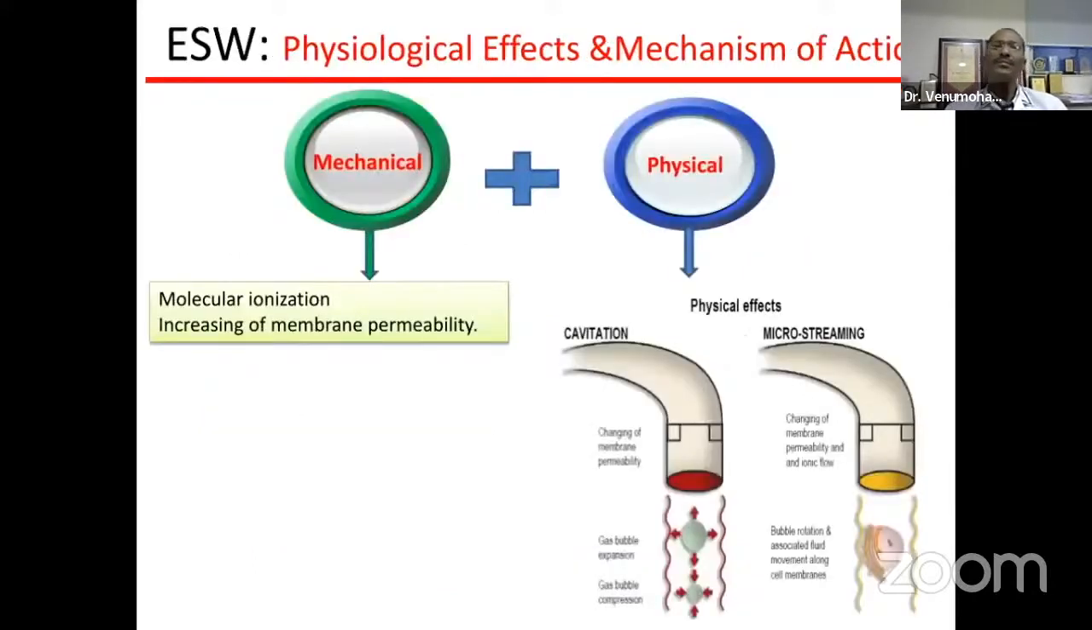Now coming to the physiological effects and the mechanism of action. Basically we have 2, the mechanical and the physical. If you remember the ultrasound physiological effects, it is also very similar. Here we have the mechanical, the molecular ionization, increasing the membrane permeability, as the first one. The second one is the physical. This is again the same as in ultrasound. We have cavitation and microstreaming.